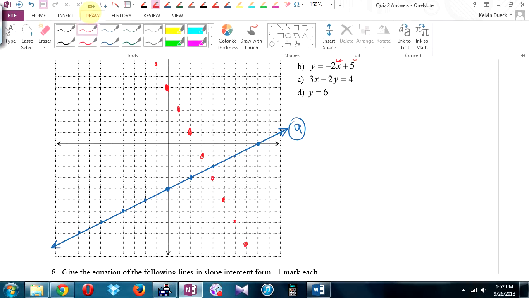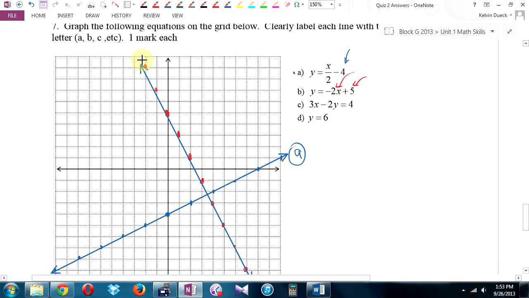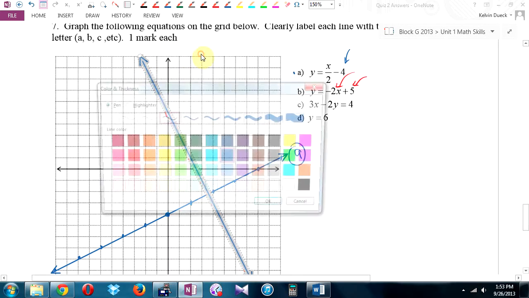Let's try again. That worked pretty good last time. Whoop. Come on. That'll do. And that one I'm going to do in red.